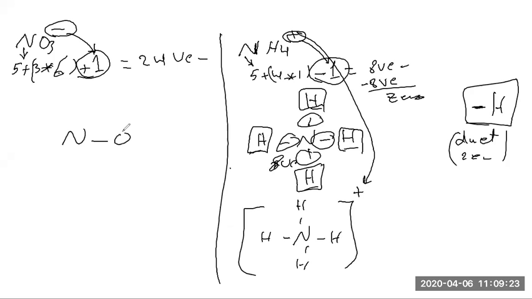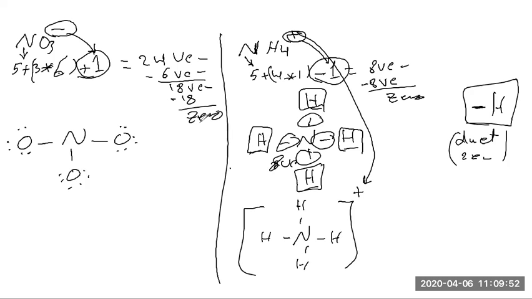Nitrogen in the center, oxygen, oxygen, and oxygen. I use 3 bonds to make the connection between nitrogen and oxygen, so minus 6 valence electrons. What's left? 18 valence electrons. Make each oxygen achieve the octet rule, having 8 electrons around it. I use 18 electrons here, minus 18. What's left is 0. Now I don't have any electrons to put in the center.